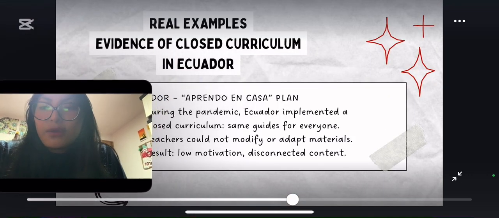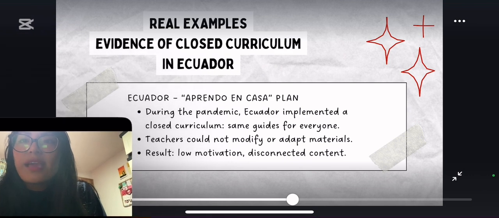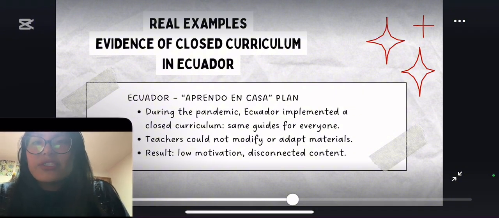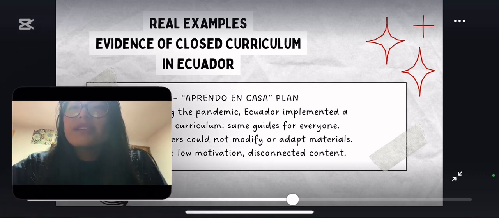Real examples: evidence of closed curriculum in Ecuador. Aprende en Casa, the plan. During the pandemic, Ecuador implemented a closed curriculum, the same guides for everyone. The teachers could not modify or adapt materials. And finally, the result: low motivation and disconnected content.